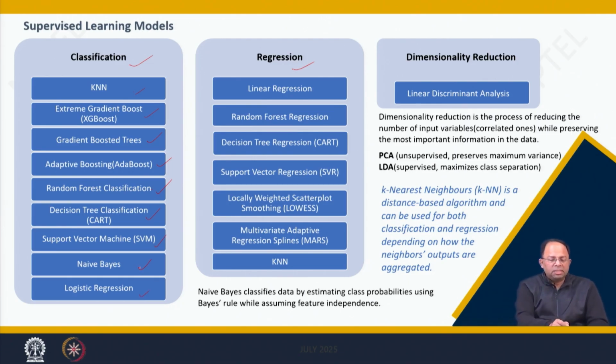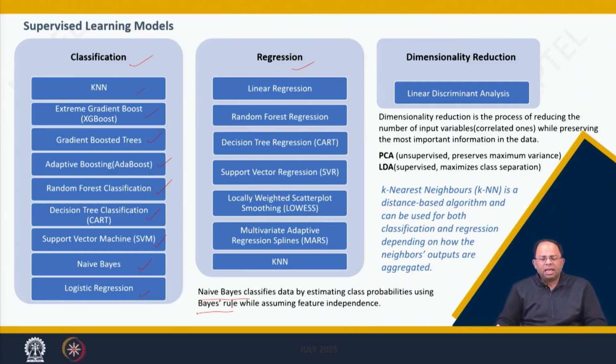Out of all of these, one is new. Naive Bayes classifies data by estimating class probabilities using the Bayes rule while assuming independence between the features. So this uses the Bayes rule, or Bayes algorithm, to determine the split between the data.